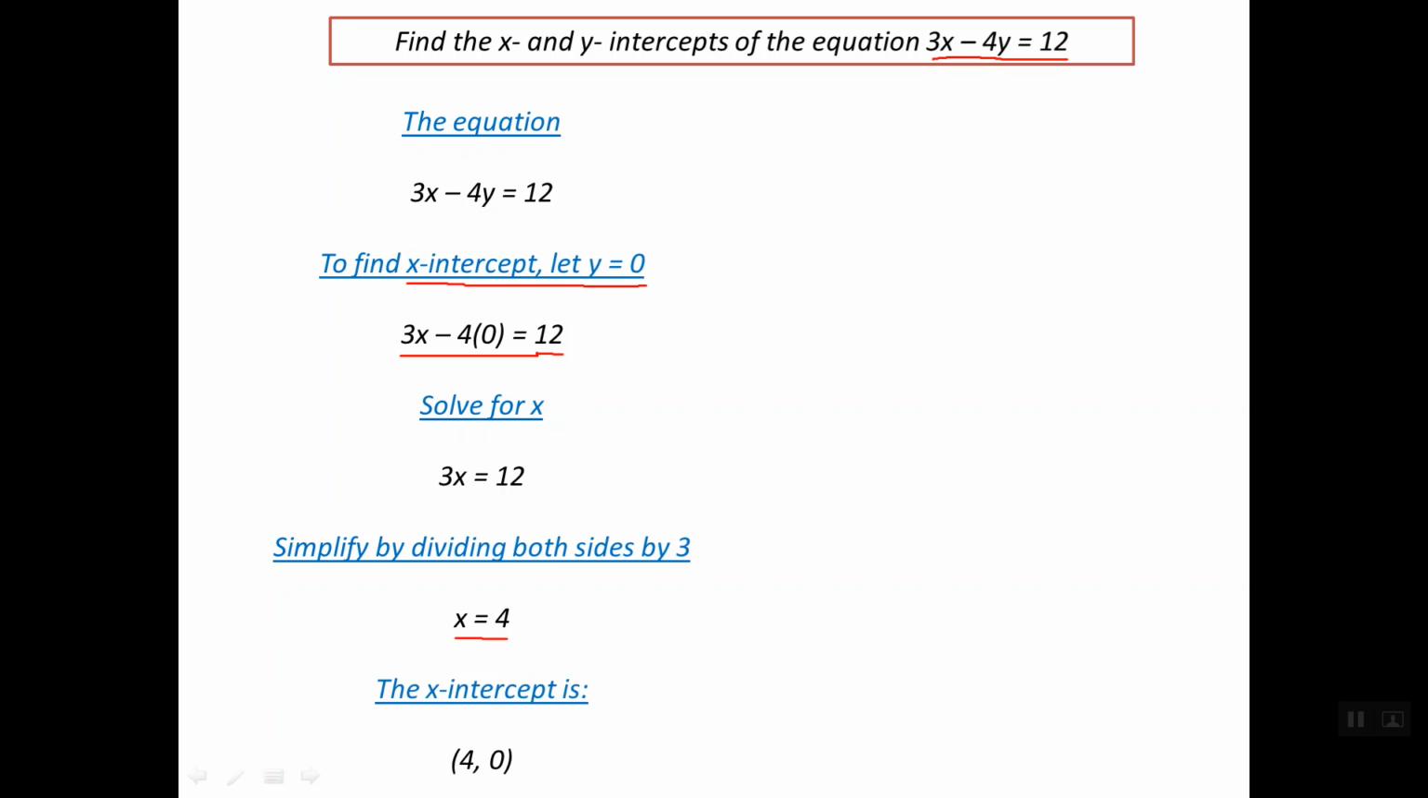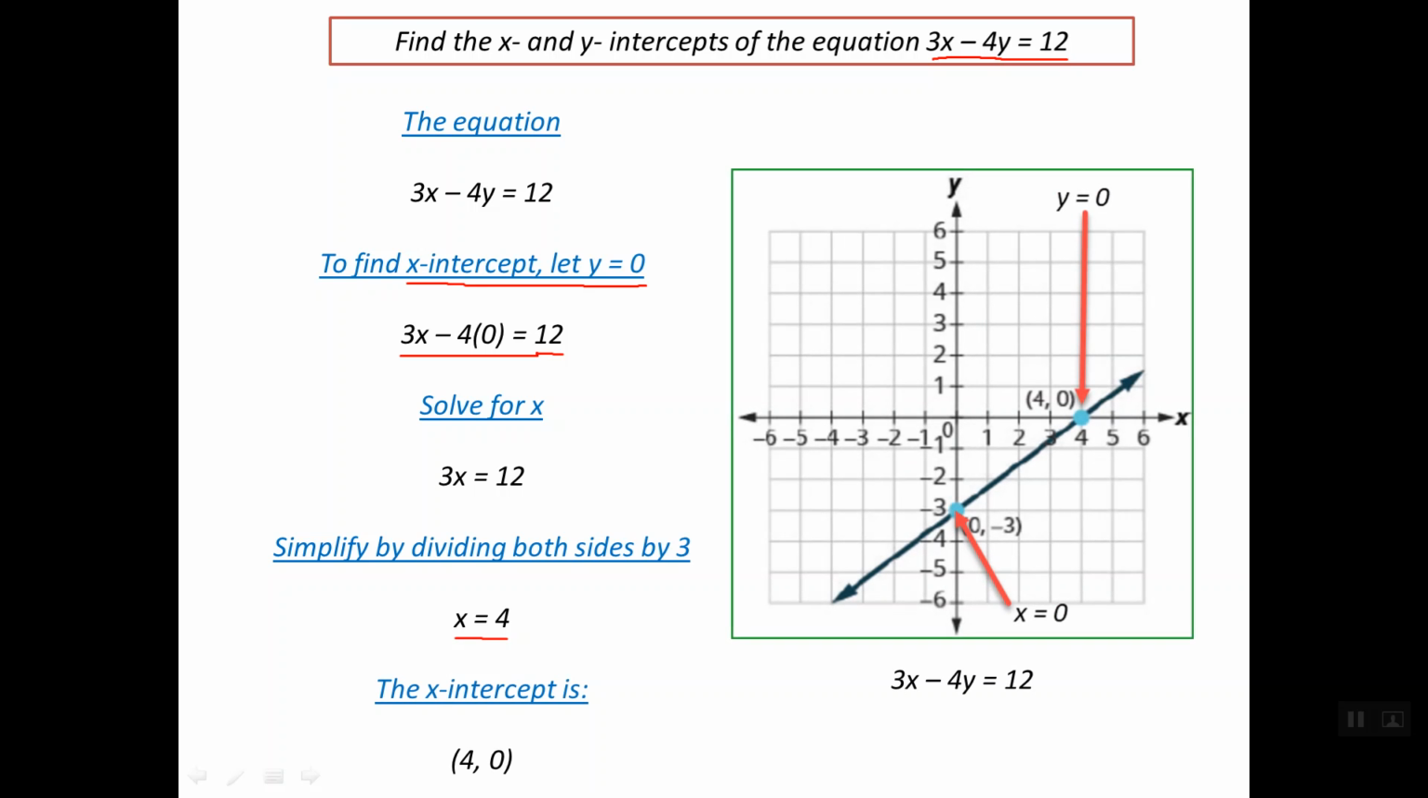We can ensure this result. This is the straight line, the drawing of the equation 3x minus 4y equal to 12. As you see, this is the x-intercept, and the coordinates of this point are 4 and 0, the same as we have got.